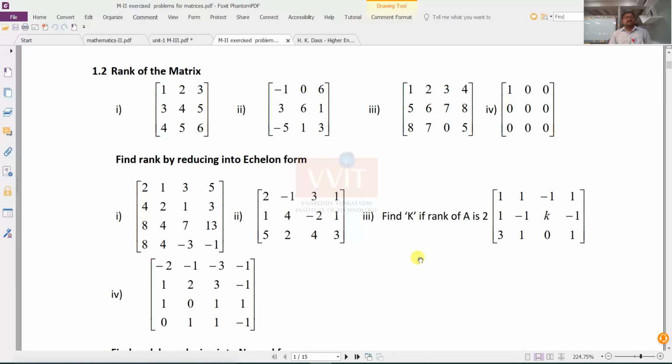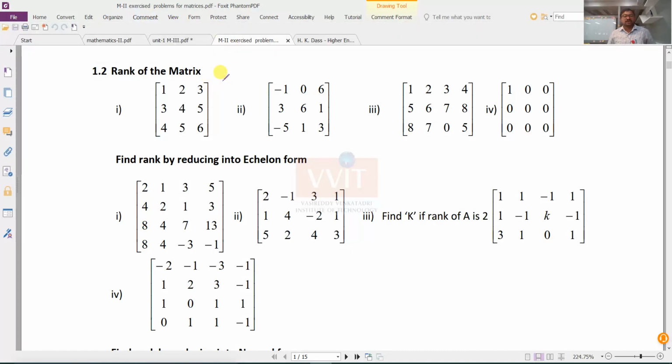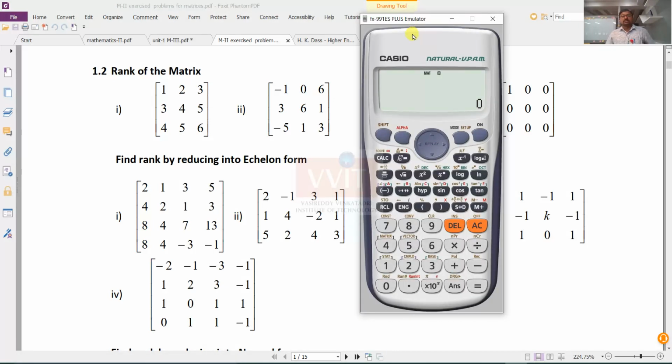Please practice this list of problems. Pause this video for a while, note it down, and complete this. In this one, the method for the rank of a matrix is not specified. That means you may check directly by the determinant method, that means by examining the minor. Even I may use a calculator.